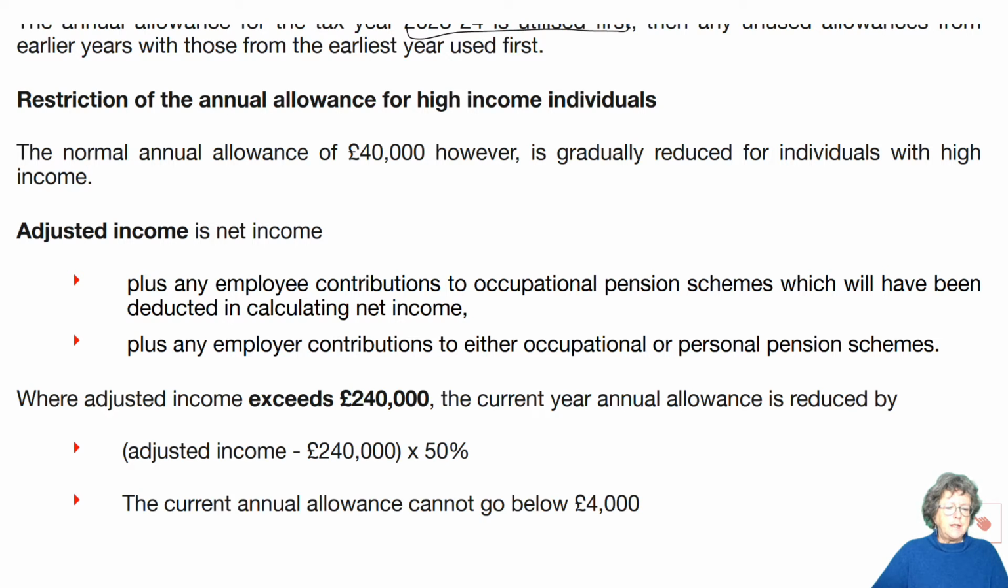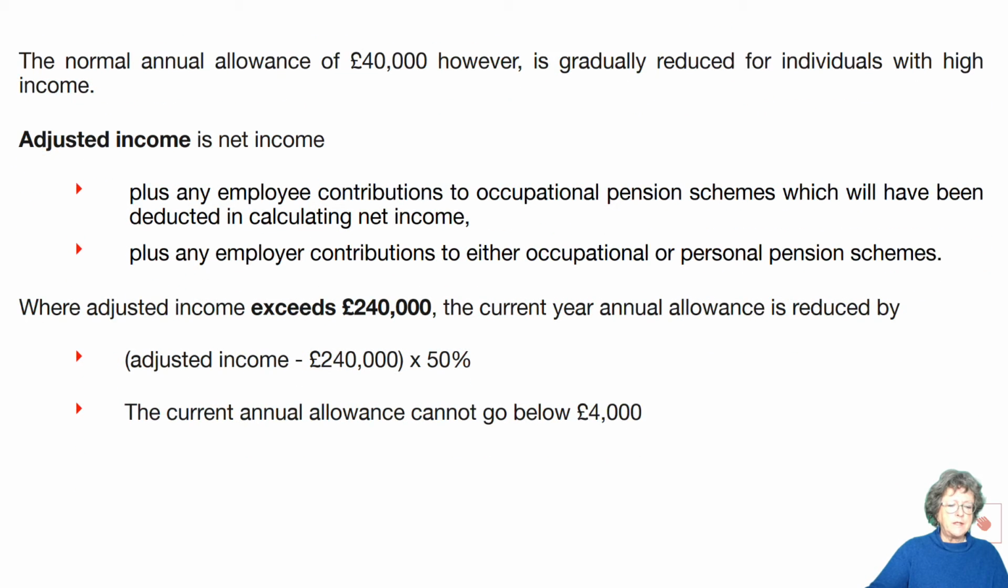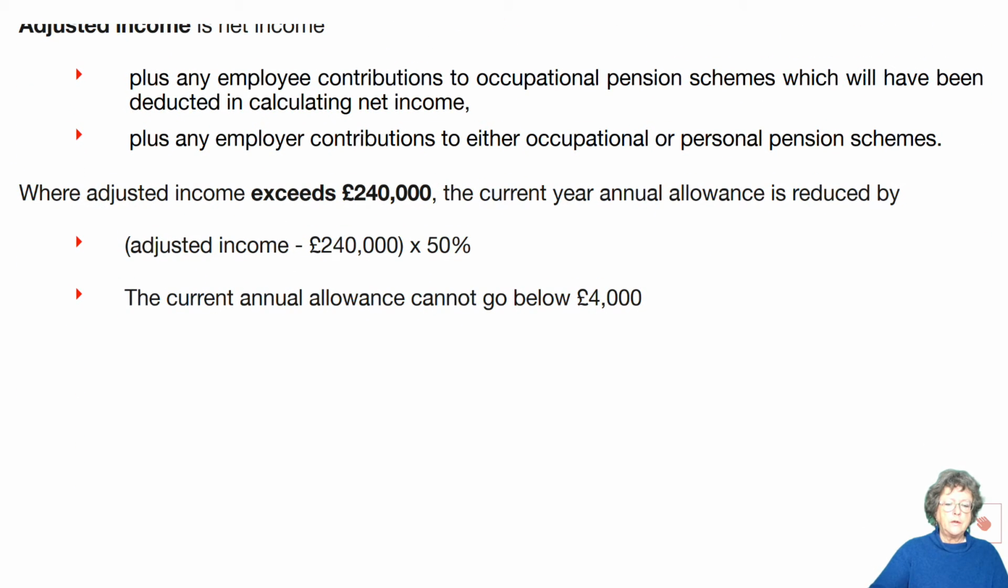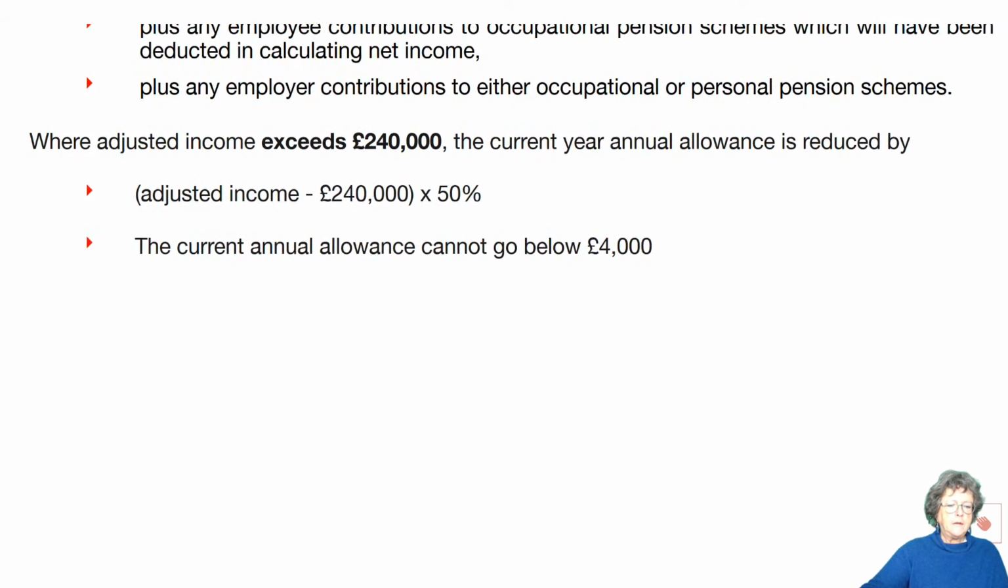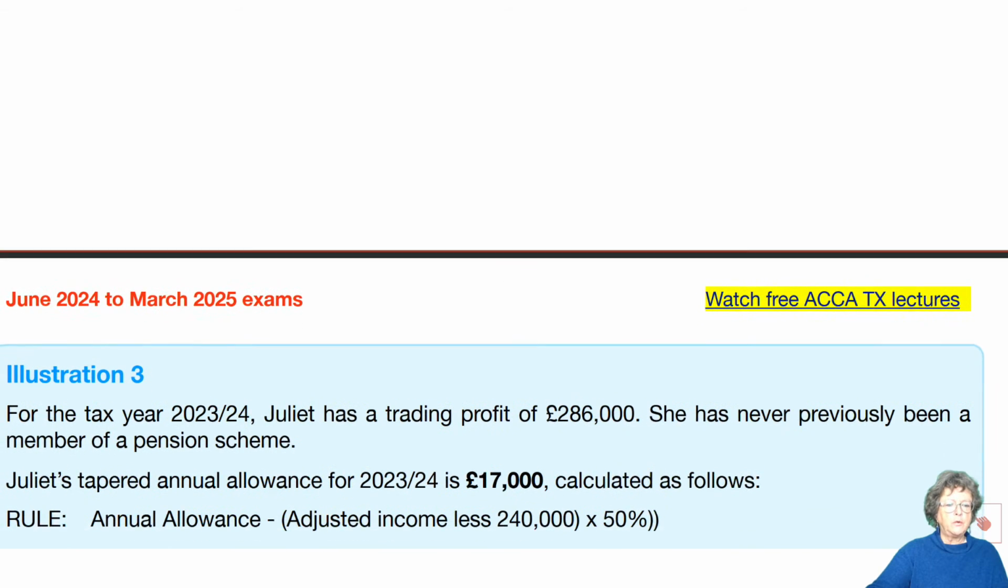Now the adjusted income is the net income plus any employee contributions to occupational schemes which have been deducted in calculating net income, plus any employer contributions into that fund. Now where adjusted income exceeds 240,000, the annual allowance is reduced by the adjusted income minus 240,000 at 50%, or halved, and the current annual exemption cannot go below 4,000.